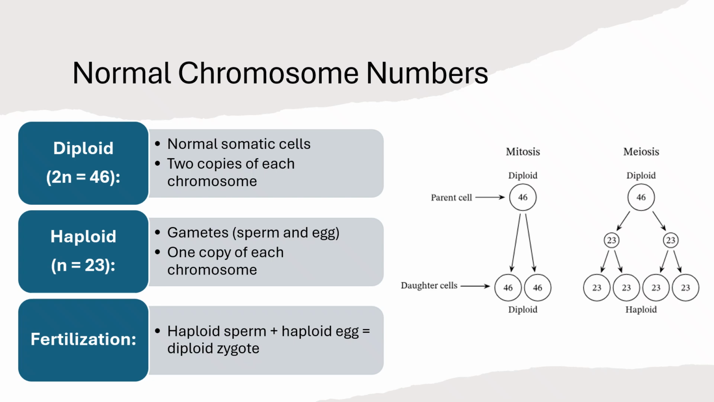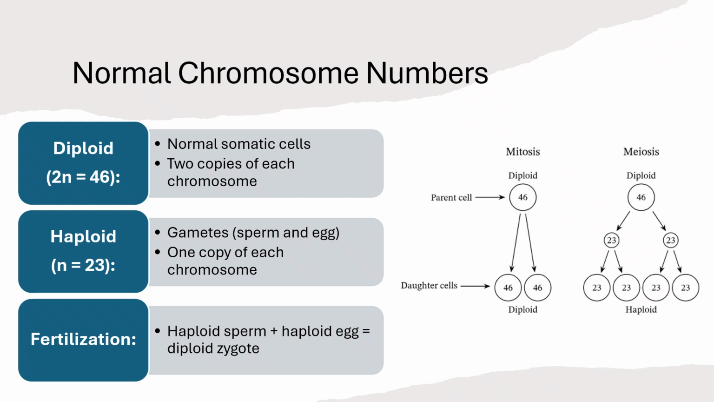Gametes, sperm and egg cells, contain exactly half this genetic material. Through meiosis, these specialized cells end up with just 23 chromosomes, one from each pair. We term this the haploid number, n equals 23. This reduction serves a critical purpose. When sperm meets egg during fertilization, the chromosome number returns to 46, maintaining species stability across generations.